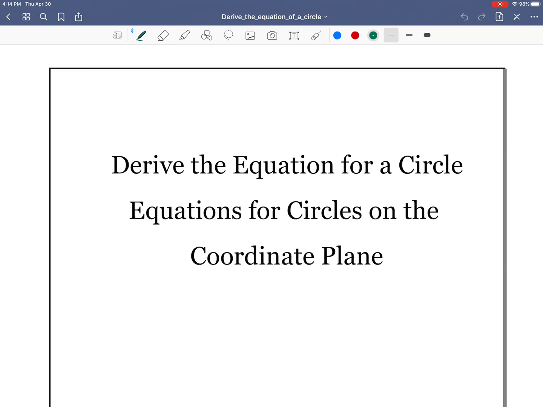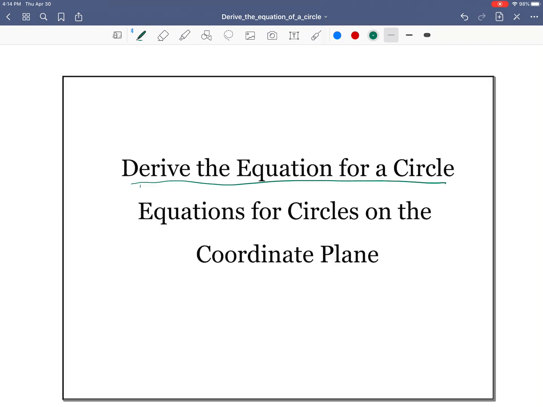Hello. This movie is to derive the equation for a circle. So we're going to look at equations for circles on the coordinate plane and write equations for them.